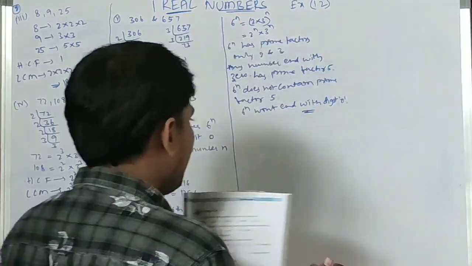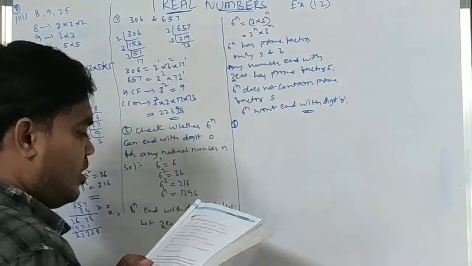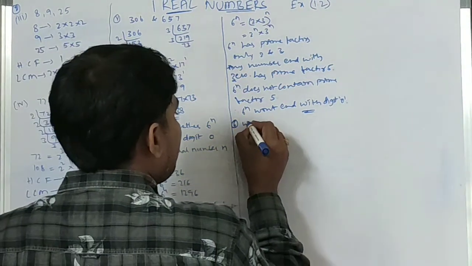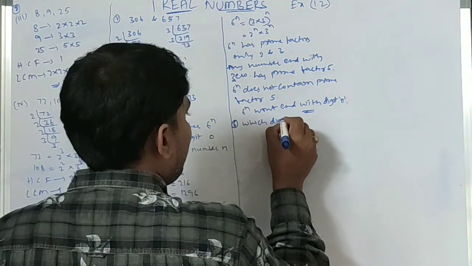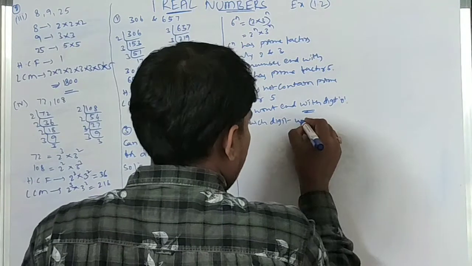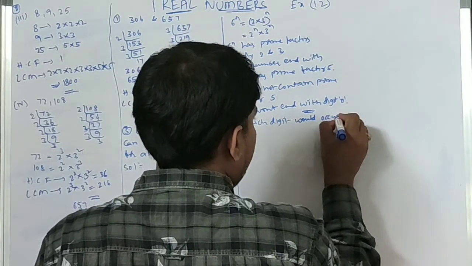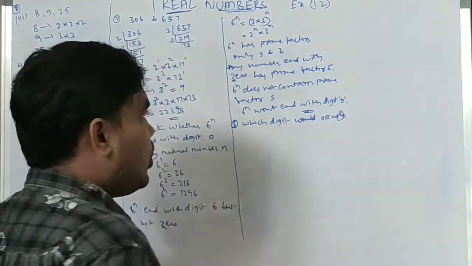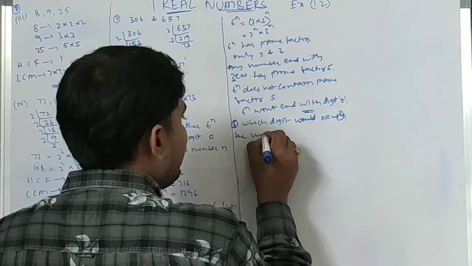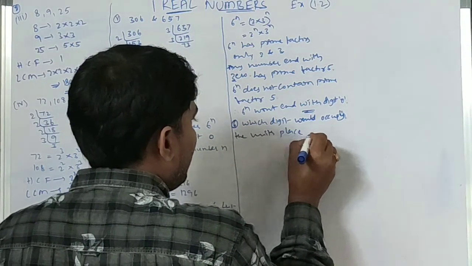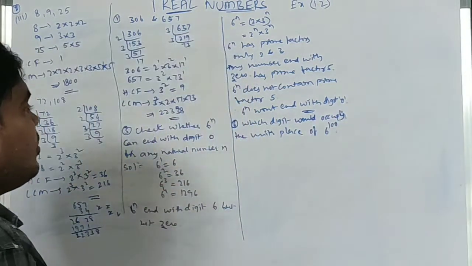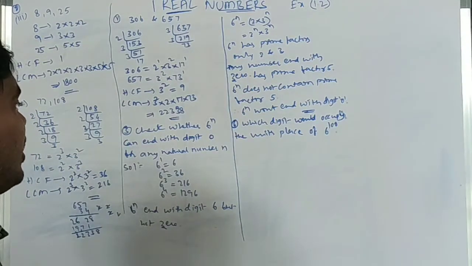Sixth question. Which digit would occupy the units place of 6 power 100?